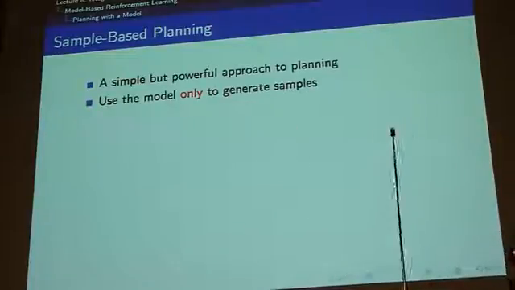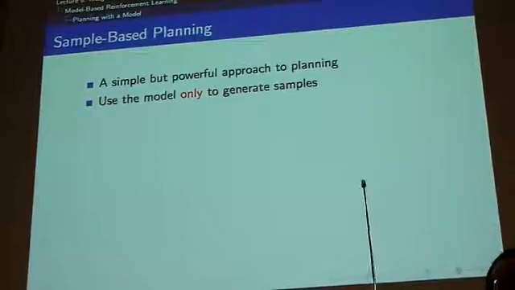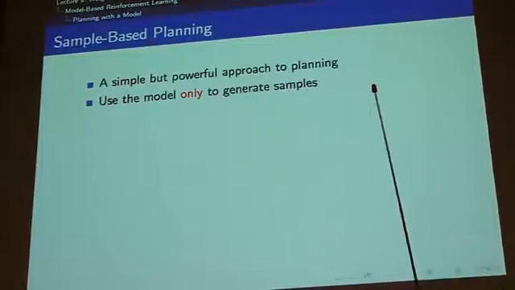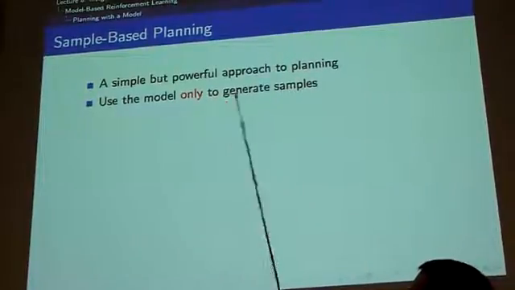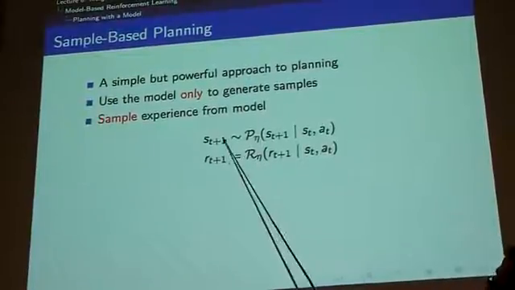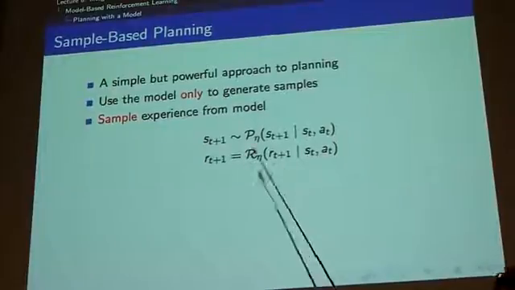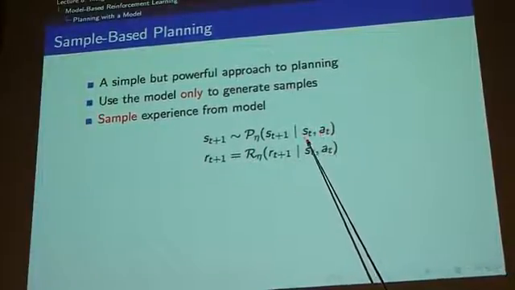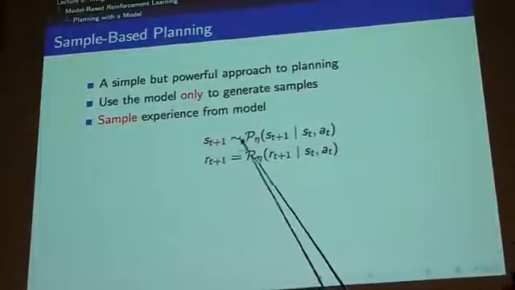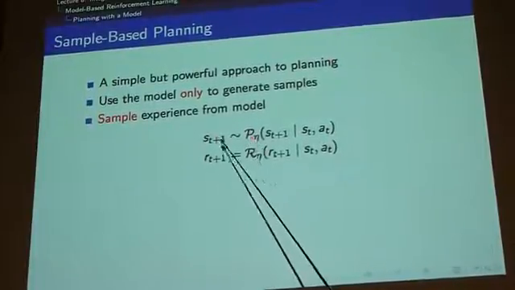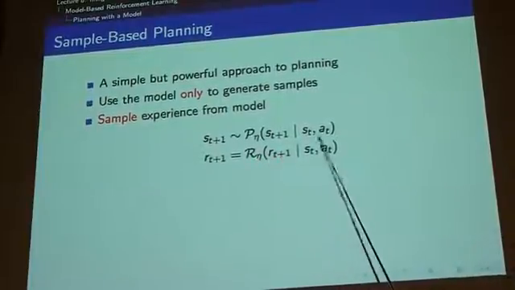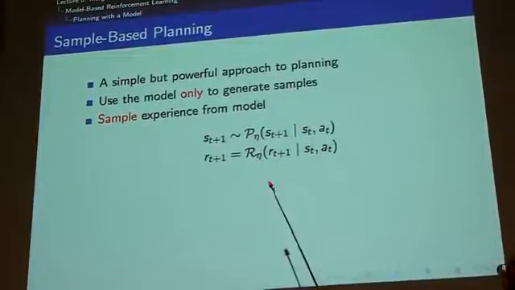That's the only way we're going to use our model. We're not going to do something like in dynamic programming where we integrate over the model and use the actual probabilities to do a Bellman backup. We're just going to use the model to generate samples, by sampling experience from the model. If we were in some state S_t and we take action A_t, we generate a sample by sampling from this density estimate to get our next state. And we generate a reward by looking at our reward function starting from S_t and taking action A_t.